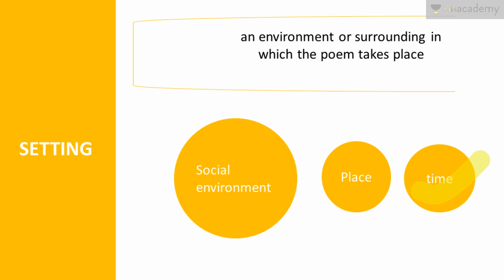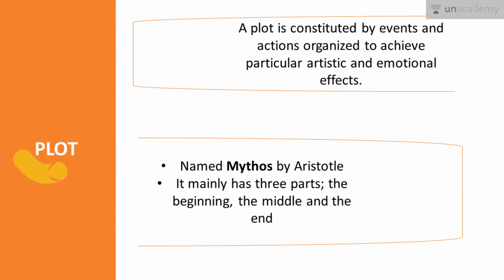The third important component is plot. How do we define a plot? A plot, in very simple words, is the sequence of how the story plays out, the sequence of events and the sequence of actions which are committed by the characters. So the plot is constituted by events and actions organized to achieve a particular artistic and emotional effect.